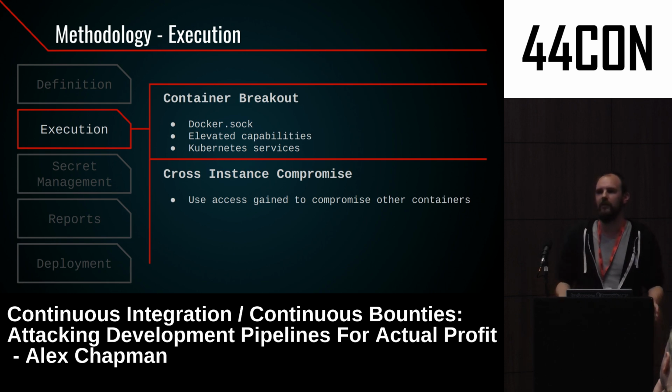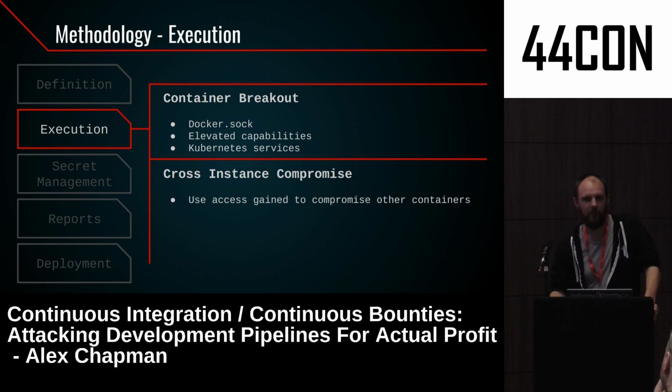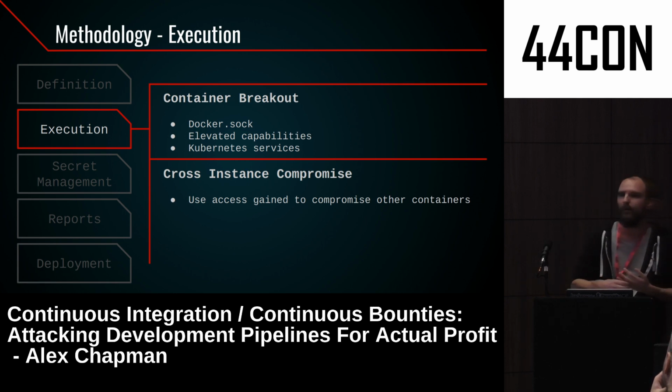And then you've got cross-instance compromise. And this is probably one of the biggest areas of risk in CI/CD pipelines. You obviously want your user data to be segregated, so one user's build shouldn't be able to impact or access another user's build. So a lot of effort should be put into segregating build instances, making sure they can't access each other's SSH instances or other services via the network.